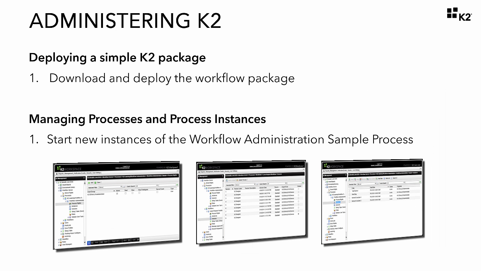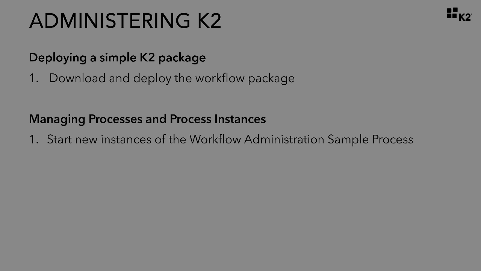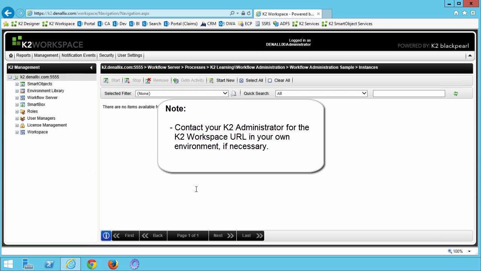In this tutorial, we will explore all three tools and observe the results after we have made changes. With step 1, we will start new instances of the Workflow Administration sample process, which will be used in future sections of this tutorial. A quick note before we begin: if you do not know where to access K2 Workspace, ask your K2 administrator for the URL to your K2 Workspace site.